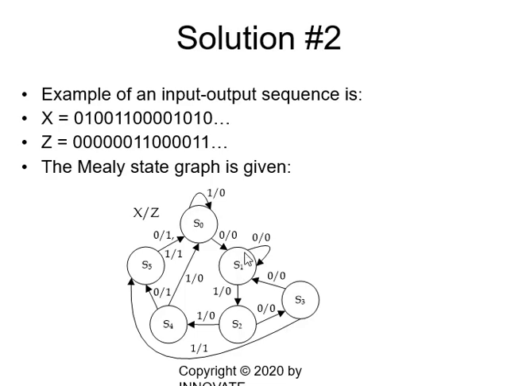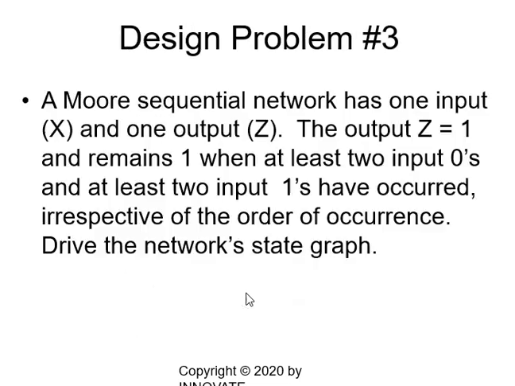Again, if I am in S1 and I receive multiple zeros or a single 0, I will stay in S1, and the output will be 0 because S1 will remember only a 0. And this will be the conclusion for solution number 2, the design problem number 2.